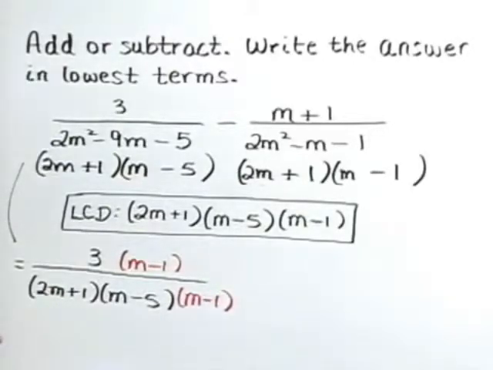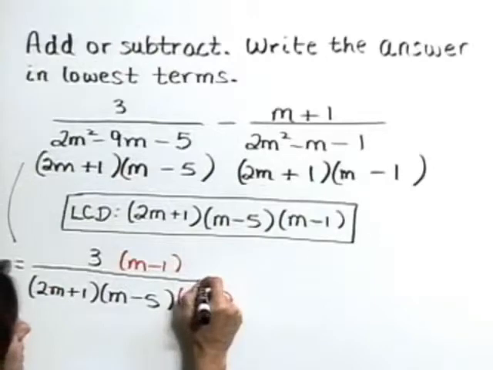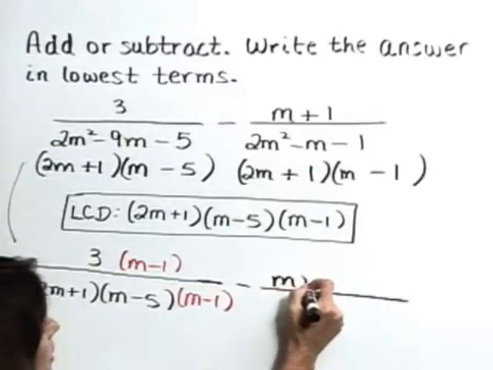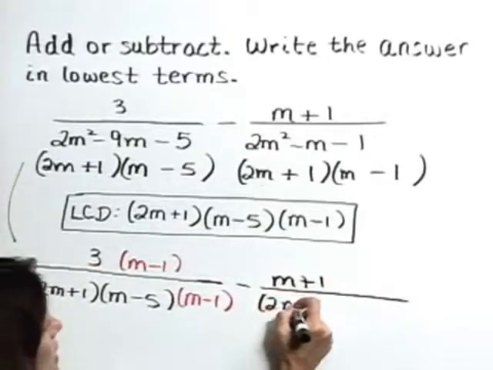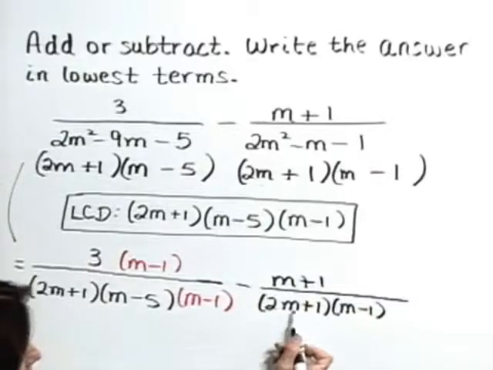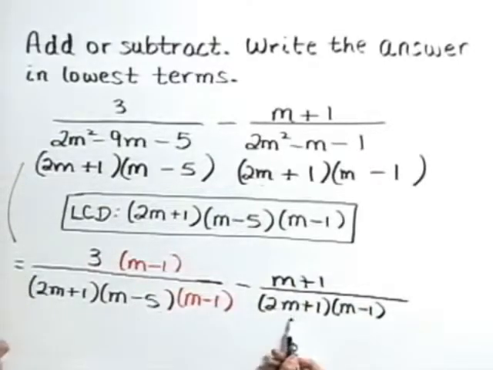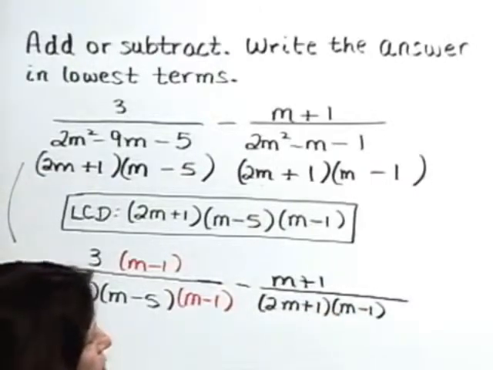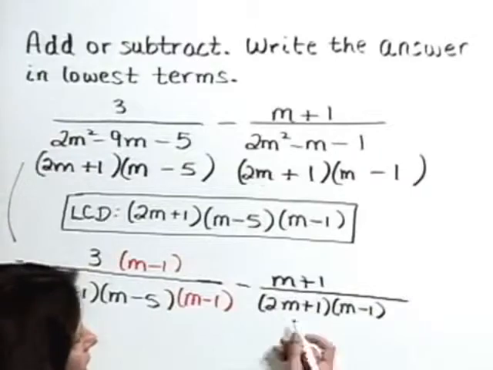Now as we look at our second fraction, the m plus 1 over 2m plus 1 times m minus 1. Comparing its denominator to the LCD, we see that it is missing the m minus 5 factorization. So let's multiply both the numerator and denominator then by m minus 5.